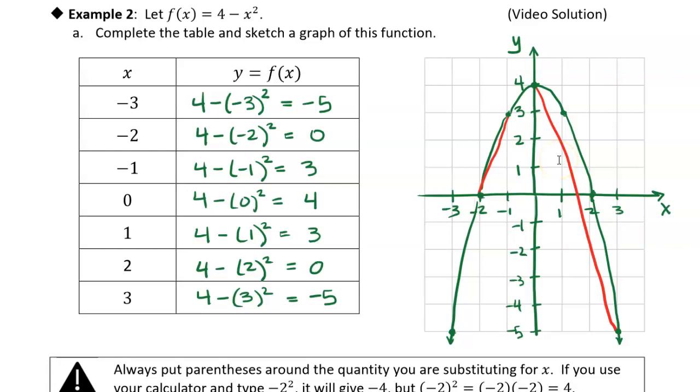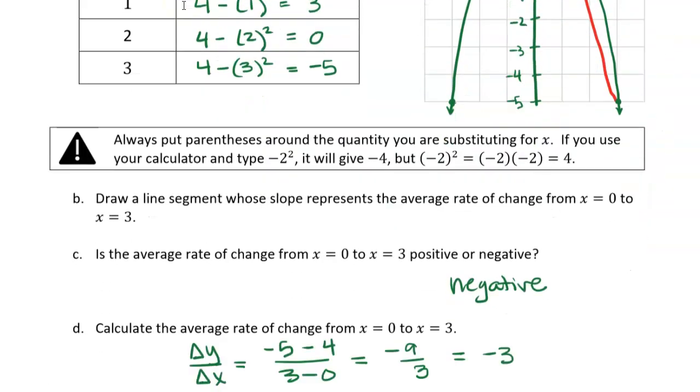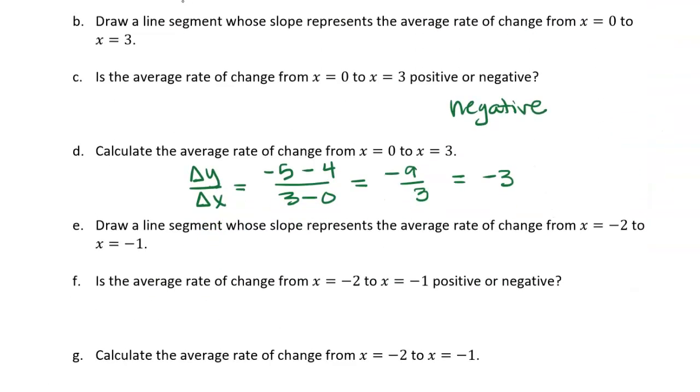So the next question is, is it positive or negative? Here we have a rise to go from negative 2, 0 to negative 1, 3. We have a rise of 3 and a run of 1. So it looks like it's a positive slope, it's going uphill. So in this case, the average rate of change is positive.